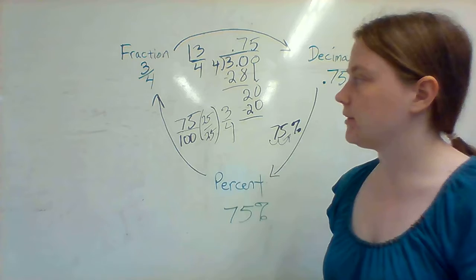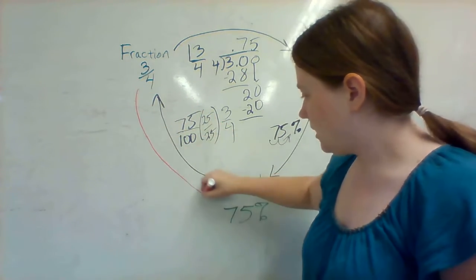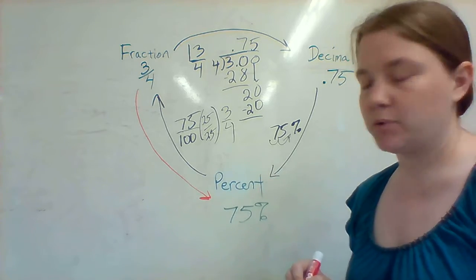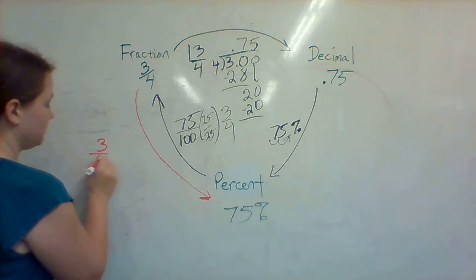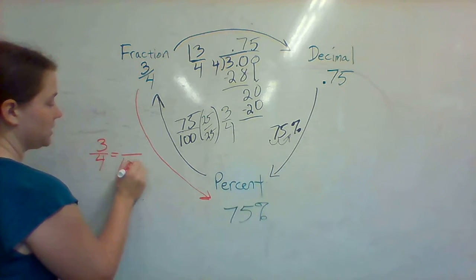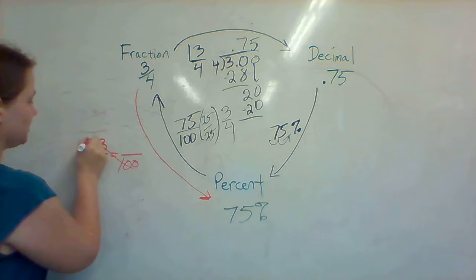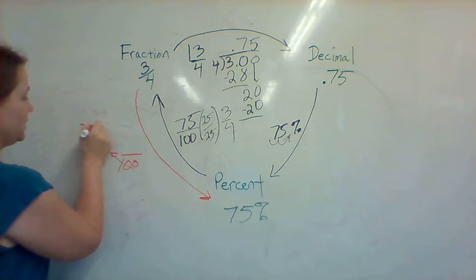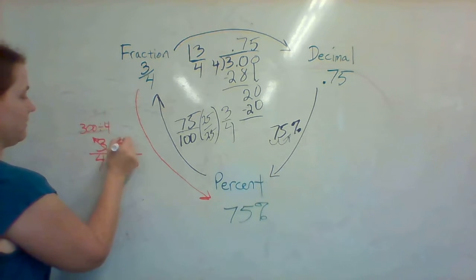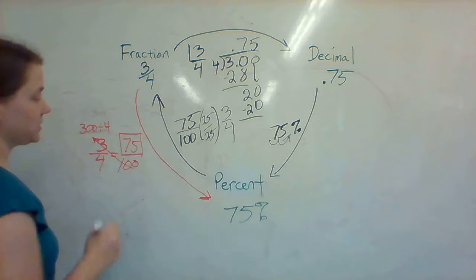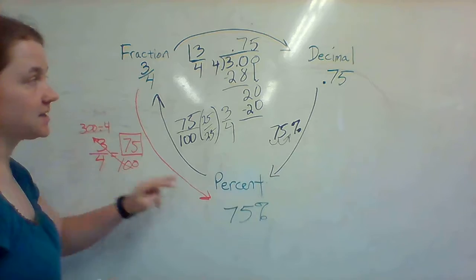Now let's go the other way around the circle. Let's talk about taking 3/4 as a fraction and turning it into a percent. In order to do that, we take the fraction and we compare it to the number 100. We need a denominator of 100. 100 times 3 is 300. 300 divided by 4 is going to be 75. So my answer is going to be 75%, because it's whatever goes in that box. That's your answer.